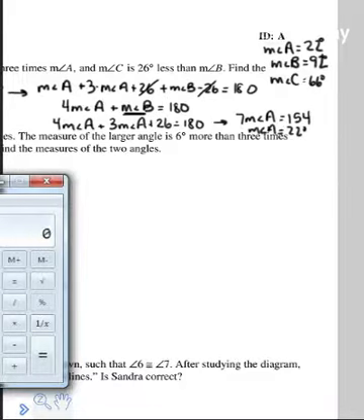One thing you should always check is, does your answer make sense? These 3 angles are supposed to be the measures of the inside of a triangle, so they should add up to 180. So if we have 66 plus 92 plus 22 equals 180.